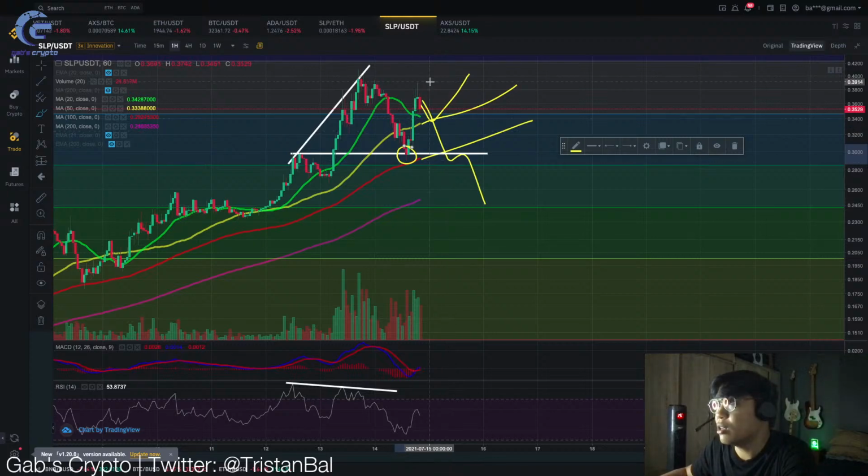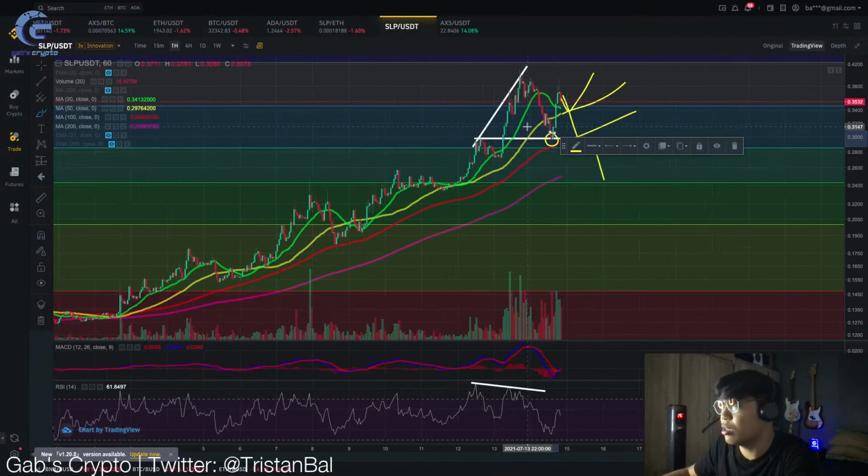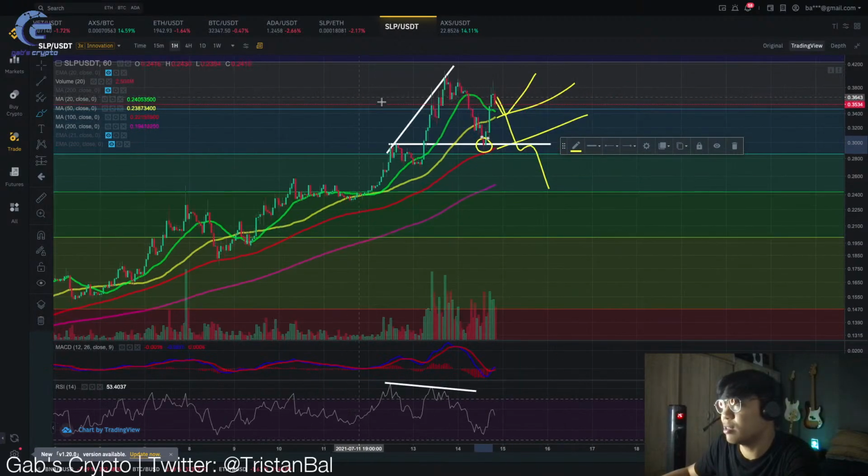So, let's now look for this next price action. So, for SLP, what must happen now is this needs to bounce off from the 50 moving average as well as 100. Kasi kung hindi natin nakita yun, this can more likely go down up to 0.24. So, 24 cents. So, possible na bumagsak siya doon. So, you need to watch out for those levels bago kayo mag-enter into any movement for SLP and Axie Infinity token.